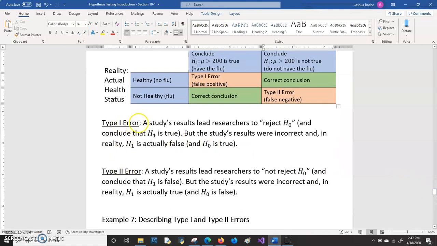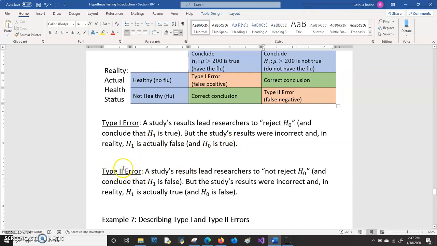A type 1 error is when a study's results lead researchers to reject the null hypothesis and conclude that the alternative is true. But the study's results were incorrect, and in reality, the alternative is actually false, and the null is actually true.